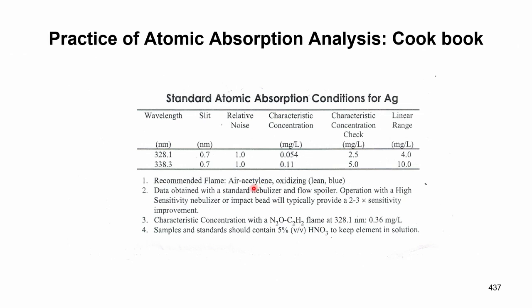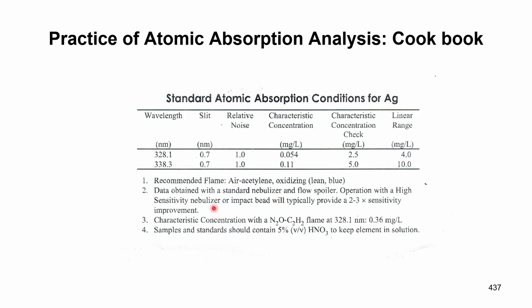They also give you what gas you should be using. Here they are recommending air acetylene, oxidizing. Oxidizing means it should be lean, blue color. So, you must adjust the gas flow rate in such a way that air should be more and acetylene should be less, and the flame must look blue when you are not aspirating anything.